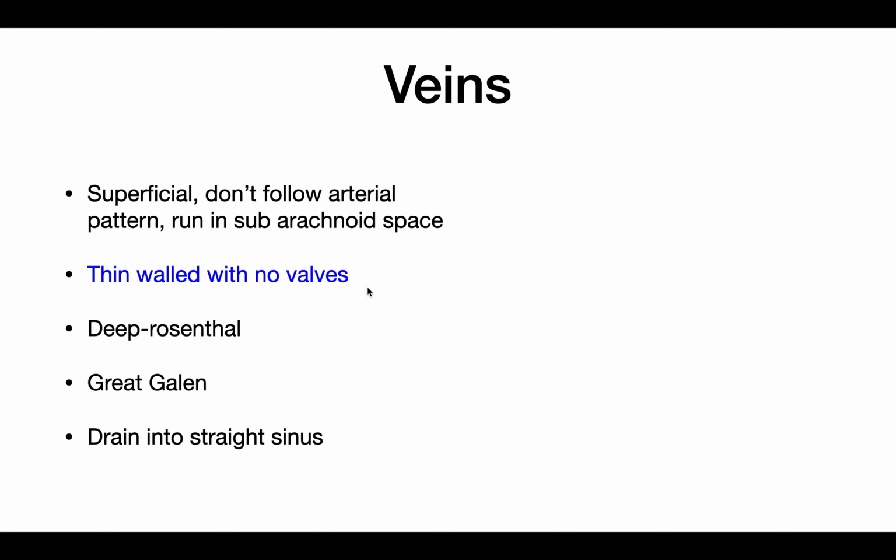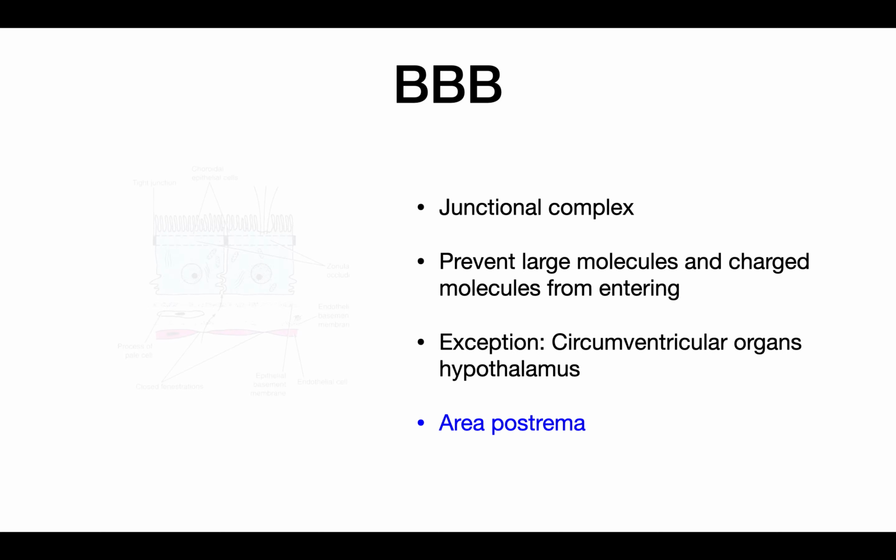So if there is a bacterial infection like meningitis that somehow gets into the spinal cord, it can easily go straight into the brain because there are no valves. It has free reign, basically. So very dangerous conditions. The important veins to consider are the deep Rosenthal veins, the great Galen veins, and all of that basically drains into the straight sinus, and eventually that leads into the inferior jugular vein.